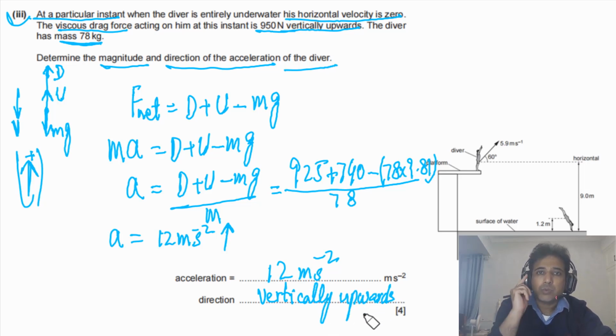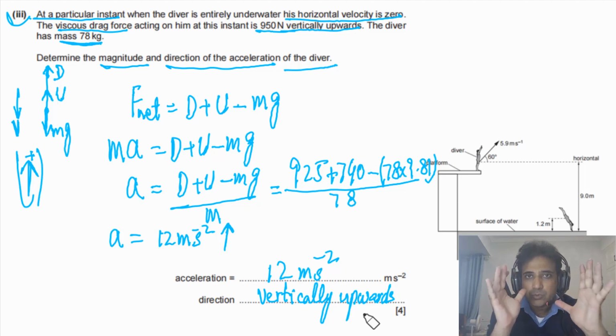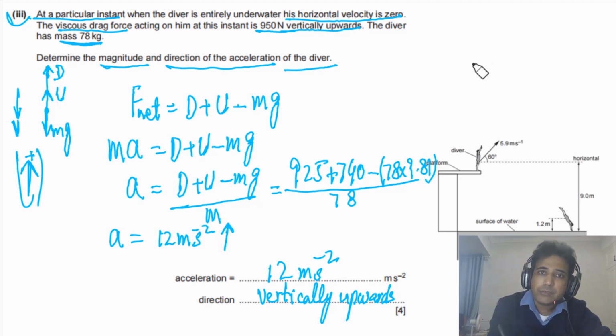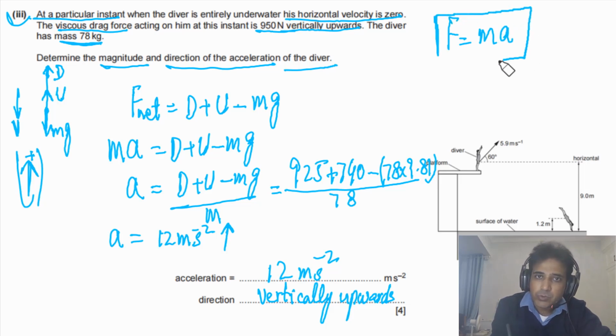Nice question. So you need to understand how to use F is equal to ma. F is equal to ma is a very important formula in mechanics, especially when you're solving questions based on forces and kinematics concepts.